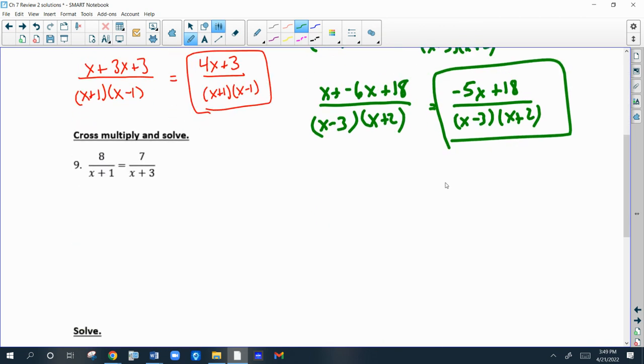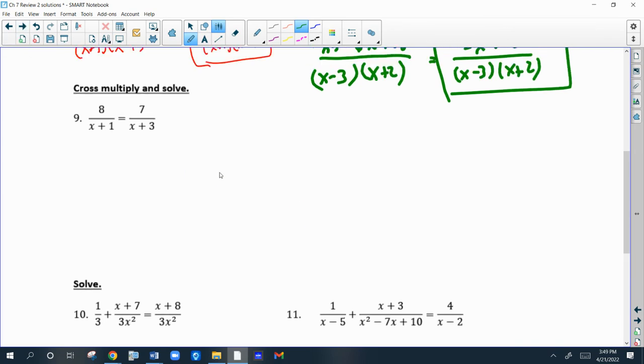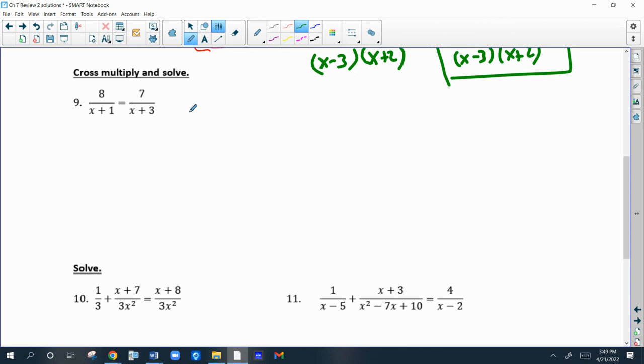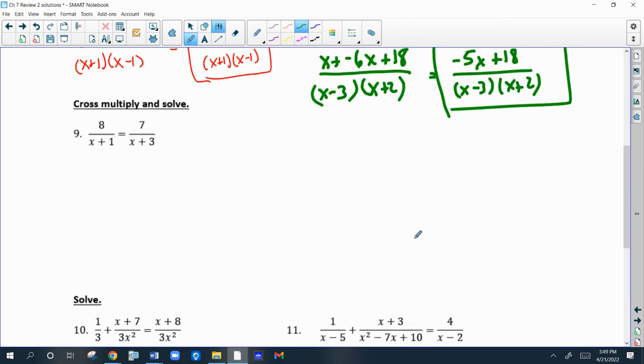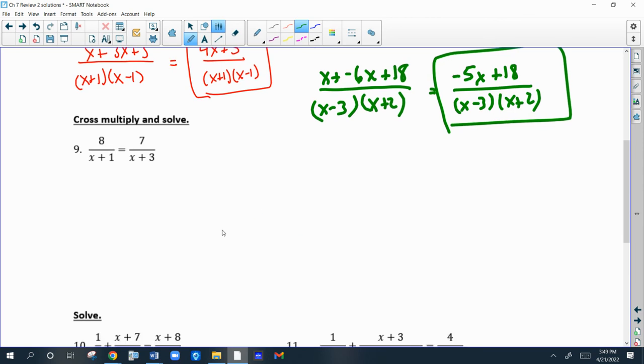Now the sections become solving. You see the equal sign. So we're going to solve all these for x. The first one is just a cross multiplication problem. It's a cross multiplication because it's a fraction equaling a fraction. You can see the ones coming up are not fractions equaling a fraction, so you can't cross multiply those. So I'm going to cross multiply these.